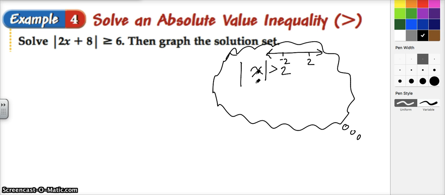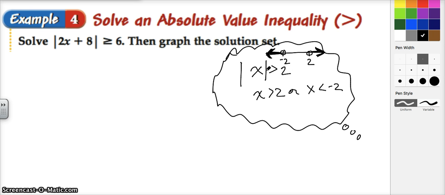And so the absolute value of x has to be greater than 2. So it can't be negative 2 or 2. It can't be anything in between. It's actually going to be all the stuff out here. When we have these types of problems, we get an or situation. So we know that this says that x is either greater than 2 or x is less than negative 2.